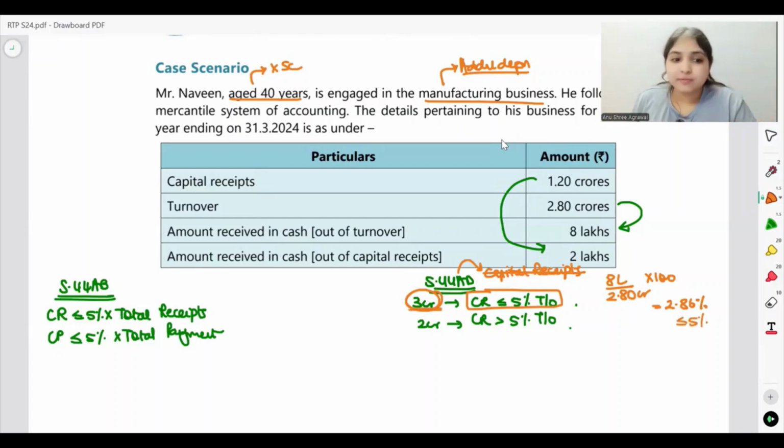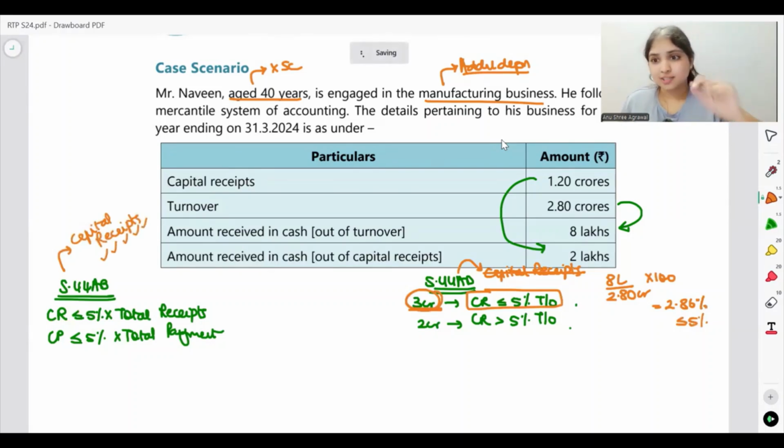Okay. But however, if you're looking at 44AB, tax audit thinking, here you're looking at cash receipt. Is it within 5% of total receipts? So here you will consider capital receipts also, because here you're looking at total receipts and not just turnover. Is it making sense to you? Did you follow this point? Did you understand this point?